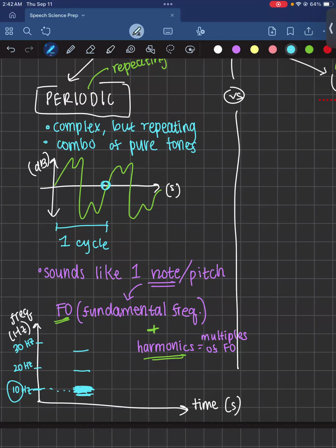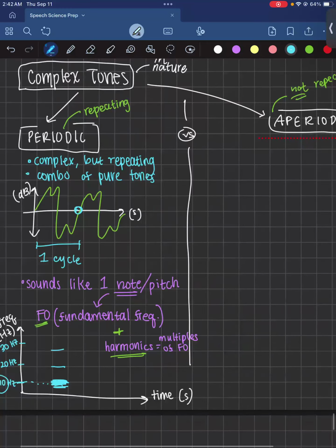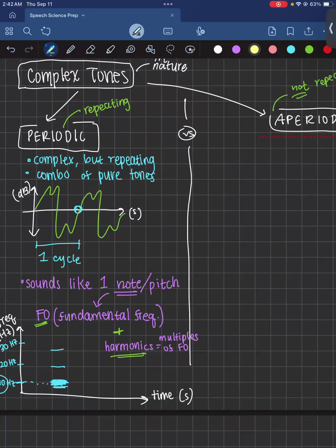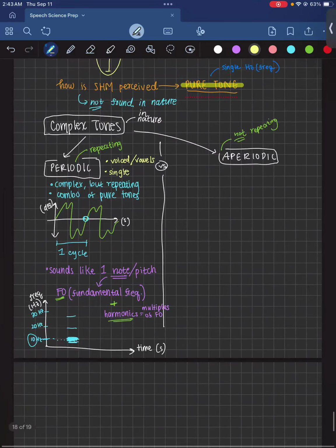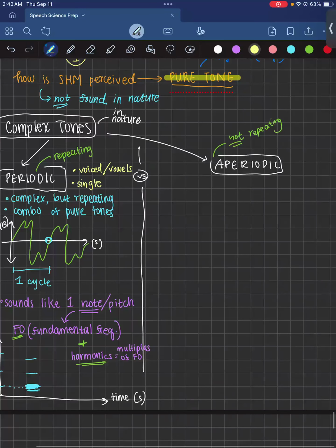So yeah, I would say the other thing to note is what sounds will be periodic sounds. Usually it's going to be voiced sounds, mainly vowels. And you also hear this with singing. So when I sing a note and I'm singing in tune, you hear a single note because it's a periodic sound. And so you will hear the fundamental frequency, but it's not a pure tone. But then we have aperiodic, and aperiodic is looking a little crazier than periodic.